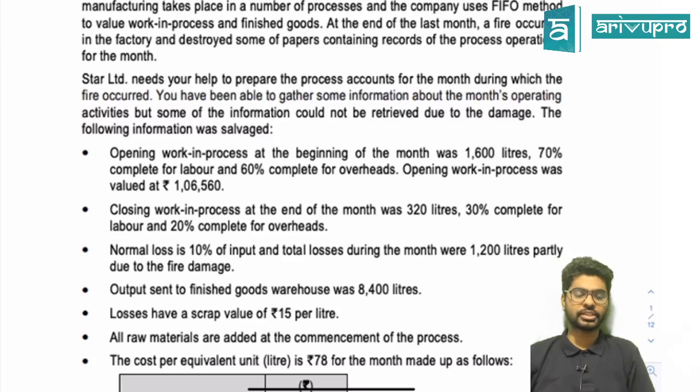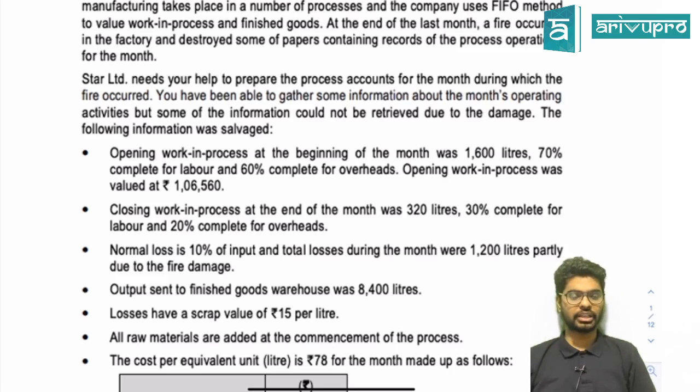Closing work in progress at the end of the month was 30% of labor and 20%. Normal loss is 10% of the input. The losses during the month were 1200, partly due to the damage of fire. Output sent to the finished goods was 8400. Losses have a scrap value. All the materials were added at the commencement of the business.